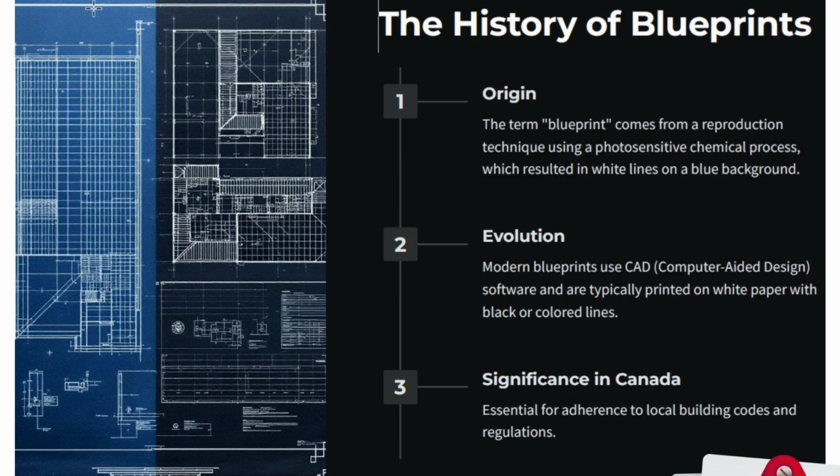Significance in Canada: essential to adhere to local building codes and regulations. The difference in Canada, more than any other place, is that it is used according to their own regulations and codes. They have the Ontario Code, they have Canadian standards that only belong to them. These, of course, are mainly focused on Canada. In each country, you can find their own codes and regulations that they follow. They can use the blueprint but add their own codes to that.